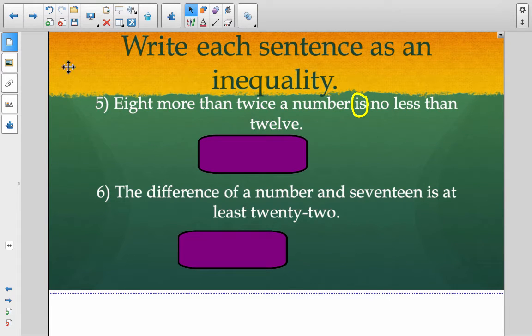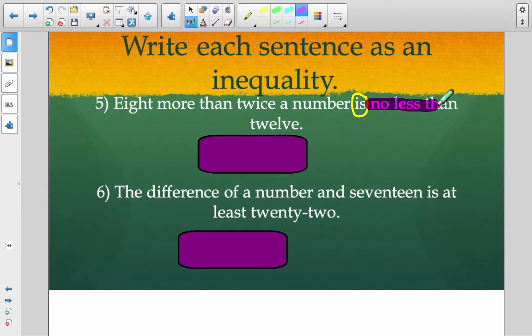Number 5 is a little tricky: 8 more than twice a number is no less than 12. If you look, you have a bunch of keywords. You have more than, and you also have no less than. When we're dealing with inequalities, in order to find the phrase that's going to give us our symbol, I want you to look for the word is. Next to the word is will be your phrase, no less than.